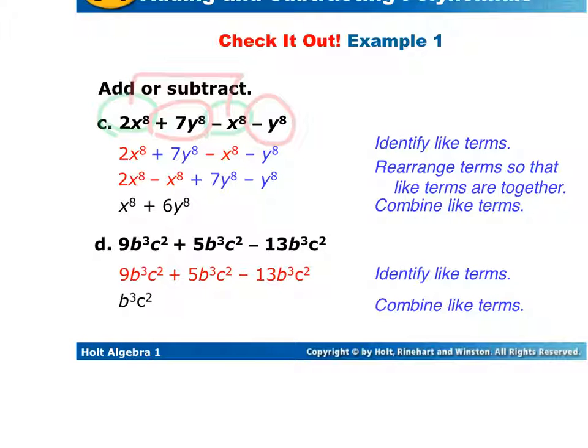So 2x to the 8th minus 1x to the 8th just gives you an x to the 8th. And then when you group your y's, 7y to the 8th minus 1y to the 8th gives you 6y to the 8th. And you leave it apart. So when there's no parentheses or anything, all you're doing is going through and combining like terms. And we did this way back in chapter 1.